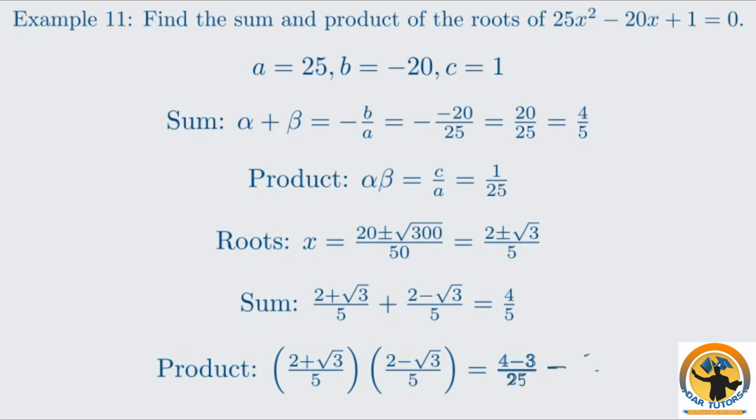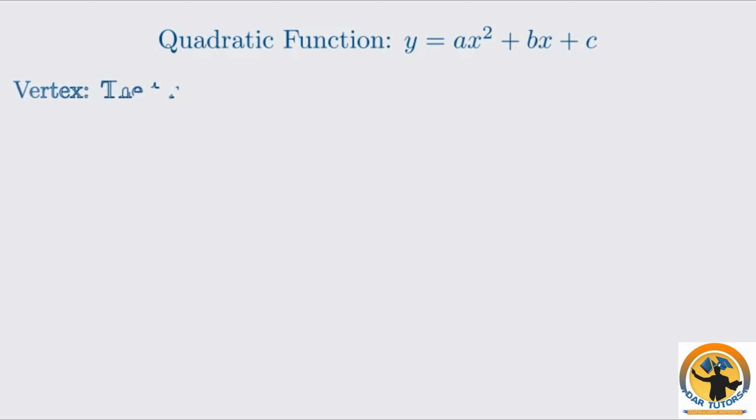The formulas work perfectly. Now let's shift our focus from equations to functions. The graph of a quadratic function is called a parabola. A quadratic function is written as y equals ax squared plus bx plus c. Let's define some key features of a parabola. The point where the graph turns is called the vertex.